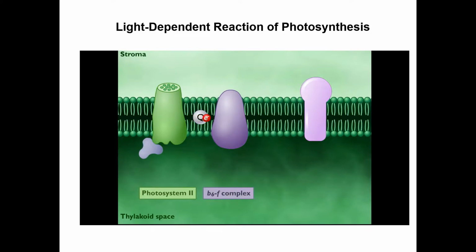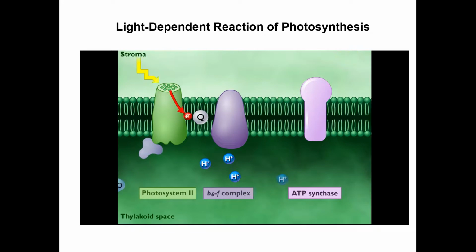Arrival of the energetic electrons causes the B6F complex to pump protons from the stroma into the thylakoid space, thereby generating a proton gradient across the membrane. Because the thylakoid membrane is impermeable to protons, the protons must pass through the channels provided by ATP synthase. As protons pass through, ADP is phosphorylated to ATP and released into the stroma. This process for making ATP is referred to as photophosphorylation.